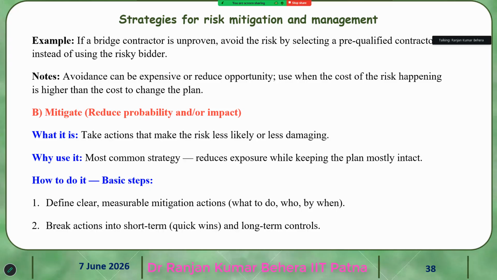For example, a bridge contractor is unproven. Avoid the risk by selecting pre-qualified contractors instead of using the risky bidder. Avoidance can be expensive or reduce opportunity. Use it when the cost of the risk happening is higher than the cost to change the plan.